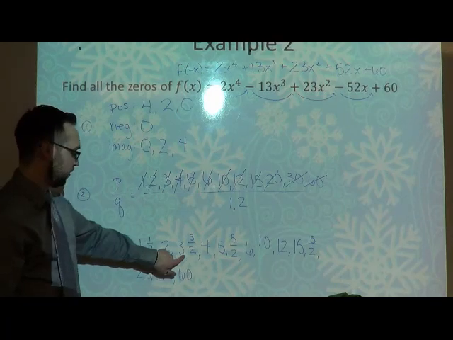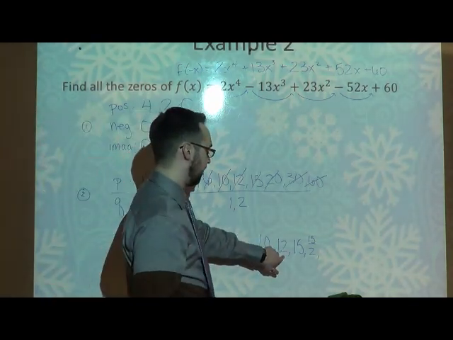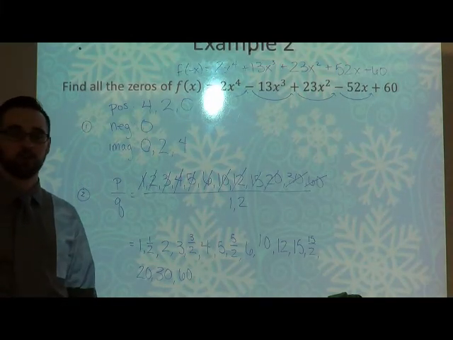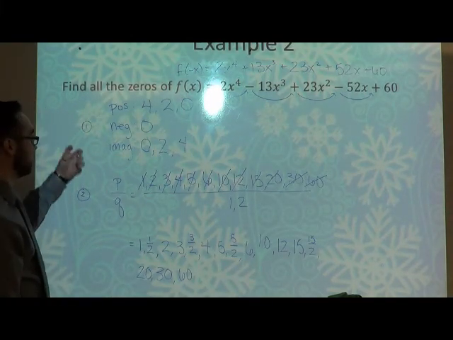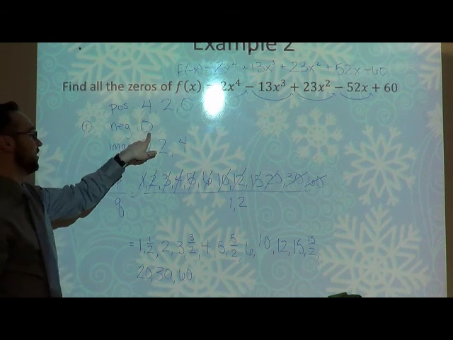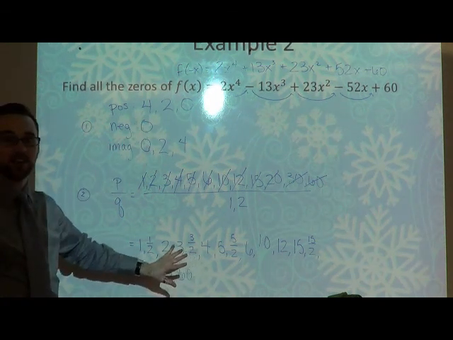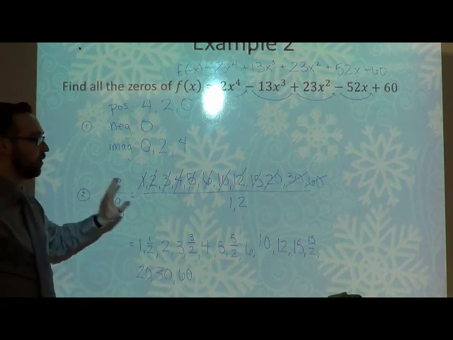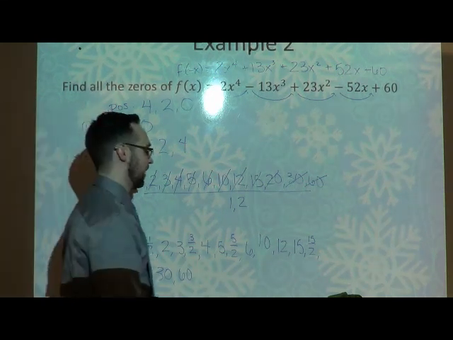We have 1, 2, 3, 4, 5, 6, 7, 8, 9, 10, 11, 12, 13, 14, 15. We have 16 possible rational zeros. Now notice, if I have 0 positive and 0 negative, that means none of these are answers. That might happen. It's not going to happen very often, but it might, so be ready for that.